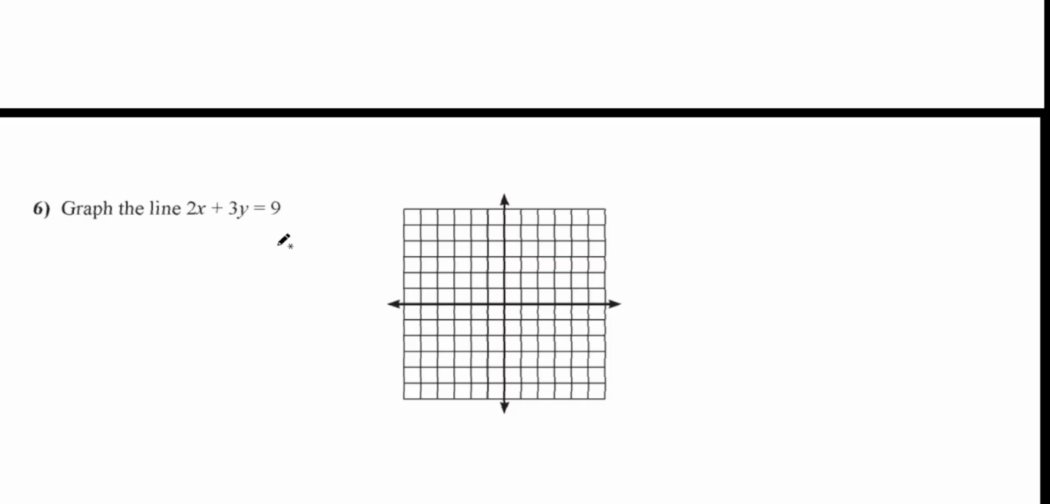Actually, I do ask you to graph some things, but I don't even ask you to graph anything quite like this. Oh, nope, I lied. I do. This is number 5. This is number 5 on the test. Okay, something very similar to that.